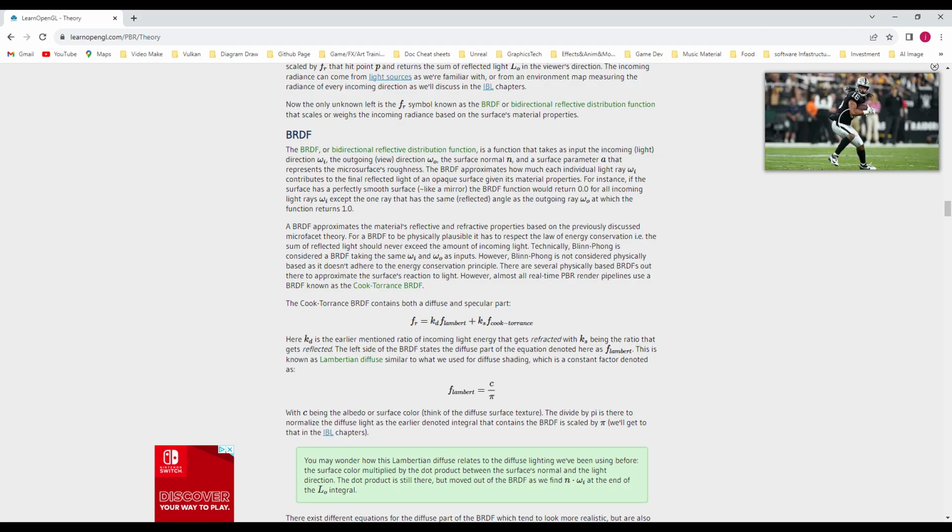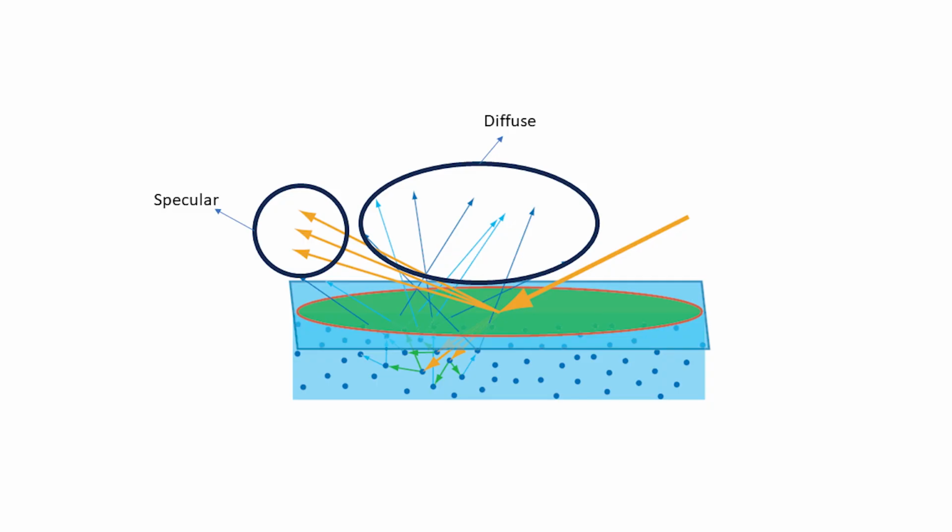Here I just directly use the model introduced in Learn OpenGL, and Learn OpenGL just uses the BRDF used in Unreal 4. In addition, Unreal 4 uses the Cook-Torrance BRDF model. So in this model, the diffuse part is just Lambertian. It means input light from all directions is just scattered out evenly when the light goes out.